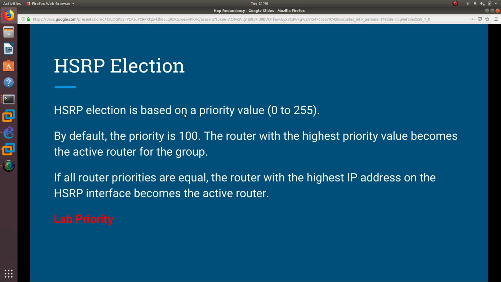Okay, and if both routers have the same priority of 100 or whatever number it is, what's going to happen at the election is that whoever has the highest interface IP becomes the active router, and that only happens if the priorities are the same. Okay, so let's go ahead and take a look at that.